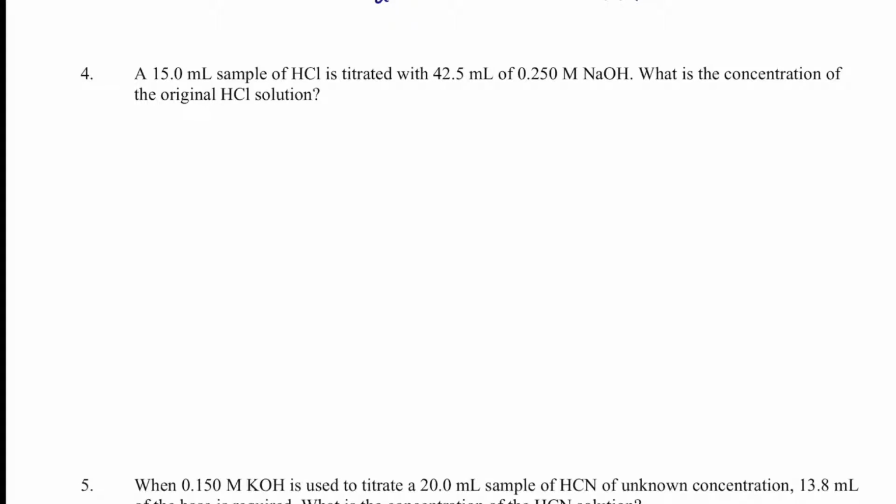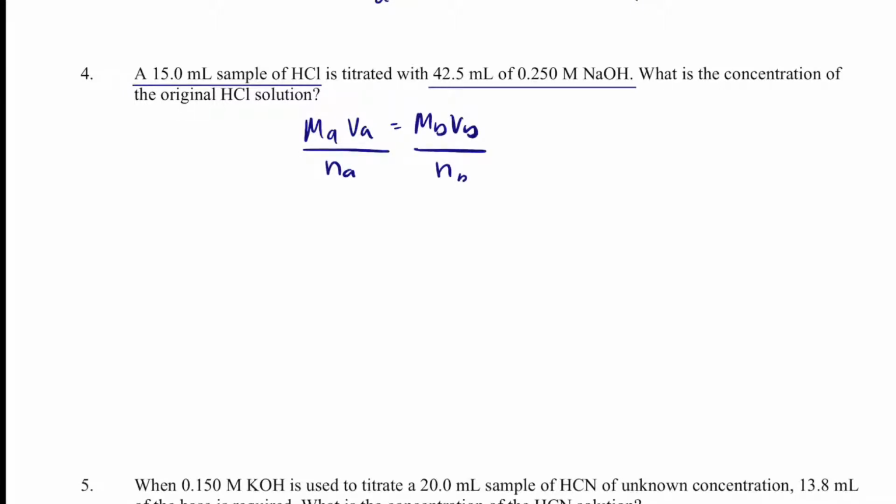Now here we have a 15 milliliter sample of HCl. It's titrated with 42.5 milliliters of 0.250 molar sodium hydroxide, and we want to know the concentration. So this is going to be MAVA equals MBVB, and divide each by NA and then NB. I can automatically see, if I write out the double replacement reaction HCl plus NaOH, that I'm going to get NaCl plus HOH, and so all the coefficients will be 1. So I can plug in what I know.